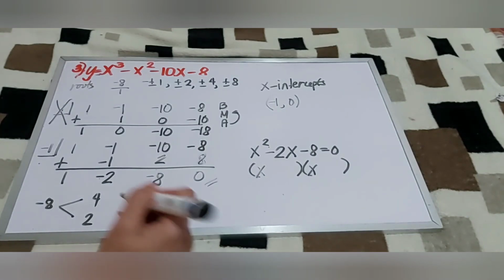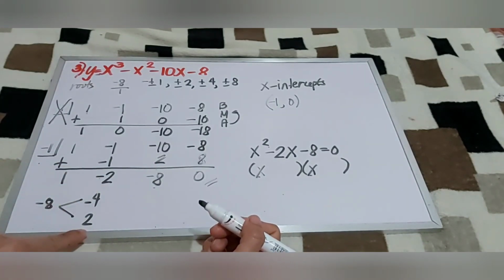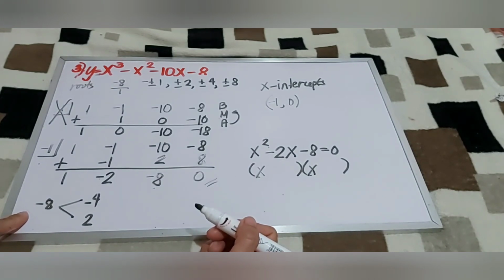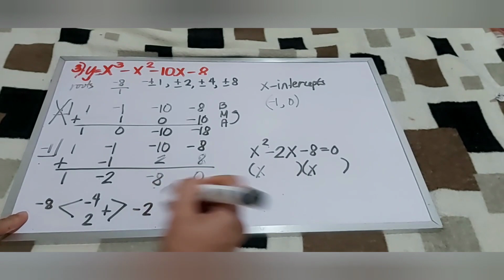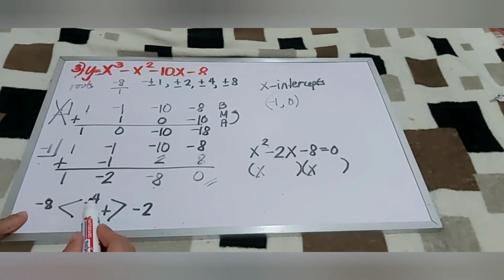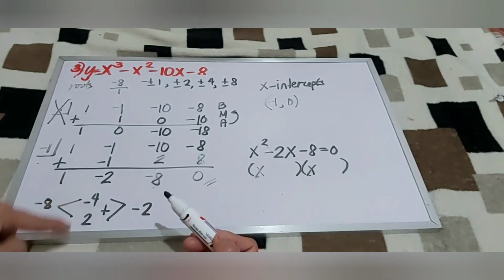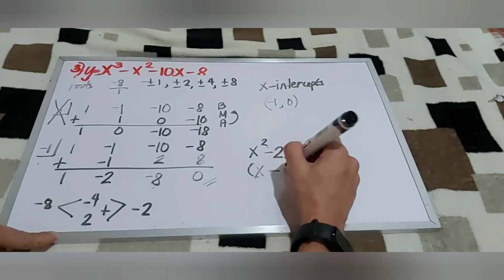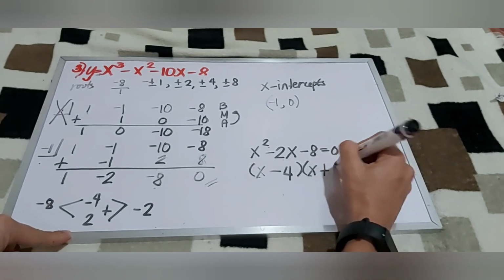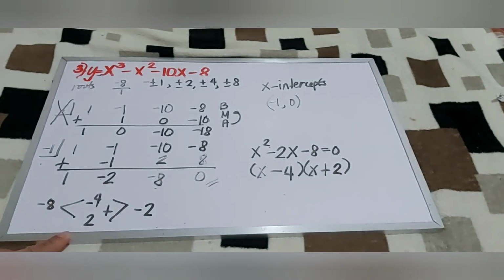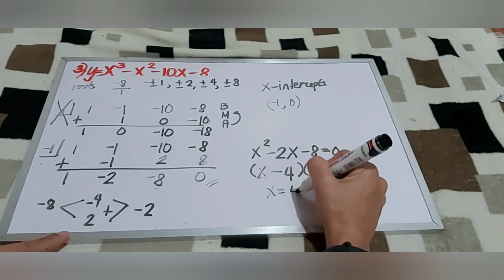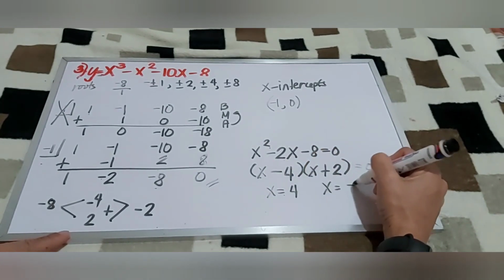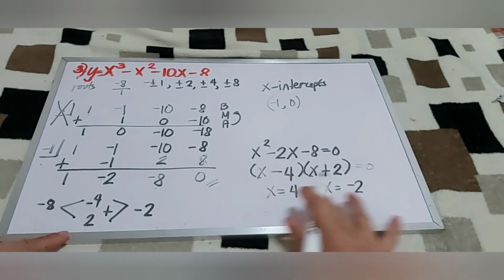Dapat isa sa kanila maging negative. So, kung negative 4 times 2, negative 8 ang sagot. Pero pag in-add ko tong dalawa, dapat ang sagot niya ay negative 2. Kasi negative 2 yun. Tama ba? Negative 4 plus 2 is negative 2. Tama. So, we will take this negative 4 and positive 2 as our other roots. So, kung ito na yung factor na meron tayo, of course, x is equal to positive 4, x is equal to negative 2. So, meron tayong dalawang root pa dito.